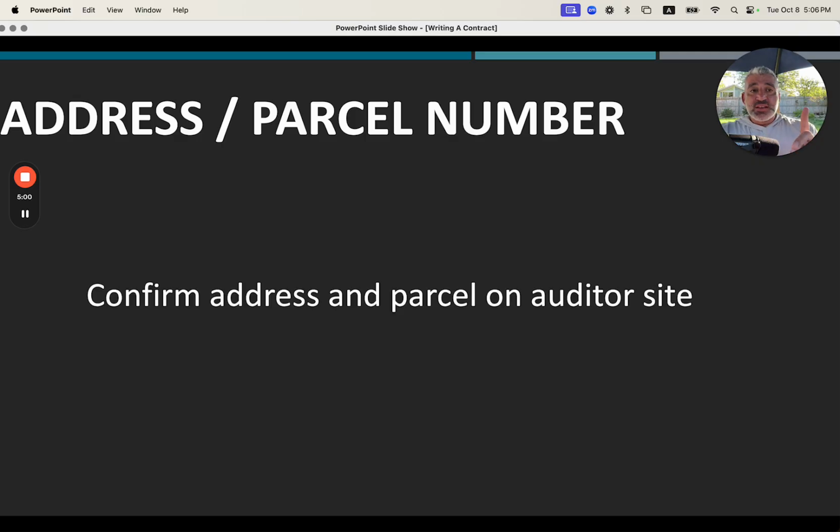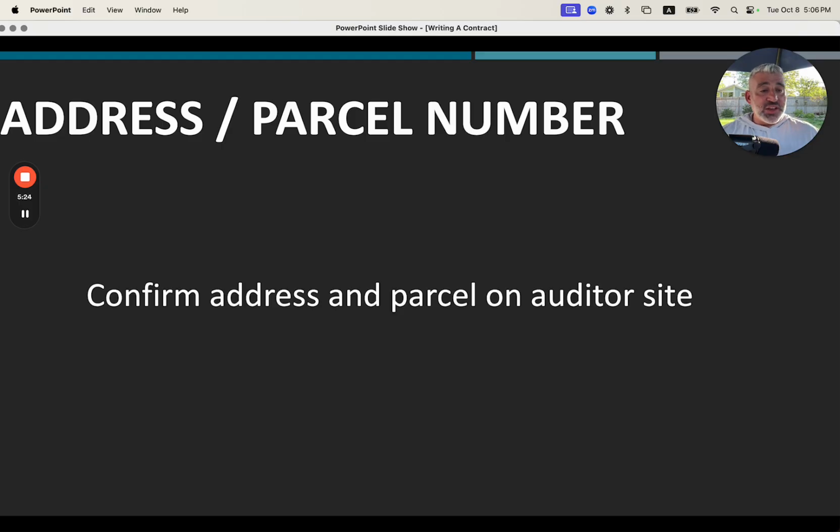Number one is the address, right? That's like the front facing thing. But if you want to go behind the scenes to the auditor site and see what the parcel number is, because not all the time, and it's happened, does the parcel number and the address match up. You need to make sure those two things match up because the parcel is what is going to transfer, not just the address.